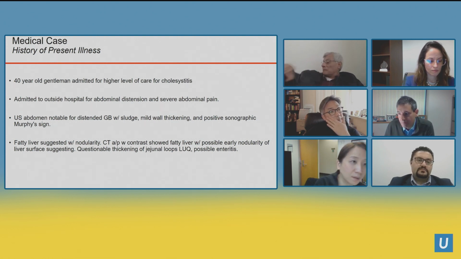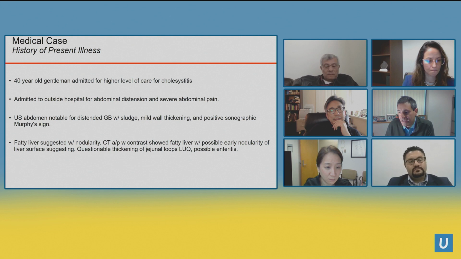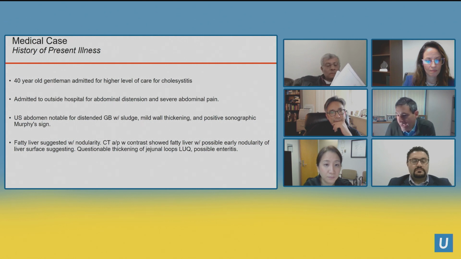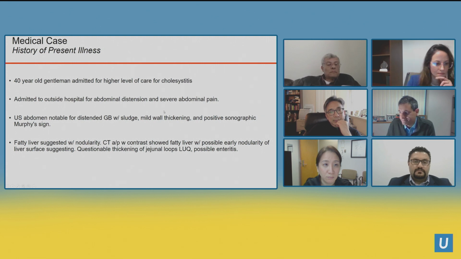This is a 40-year-old gentleman admitted with a diagnosis of cholecystitis. He was admitted to an outside facility for abdominal distension and severe abdominal pain. An ultrasound noted a distended gallbladder with some sludge, mild wall thickening, and perhaps a Murphy sign. The ultrasound also showed a fatty liver with some nodularity and possible thickening of the small bowel loops, possible enteritis.